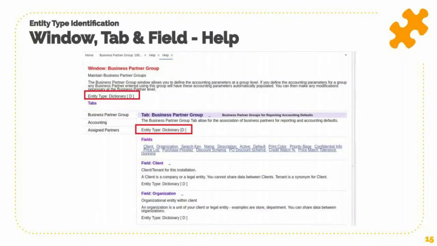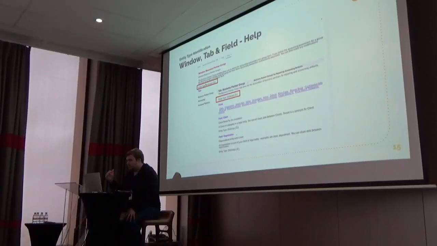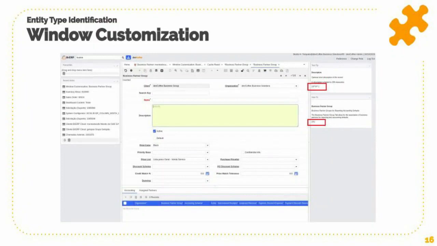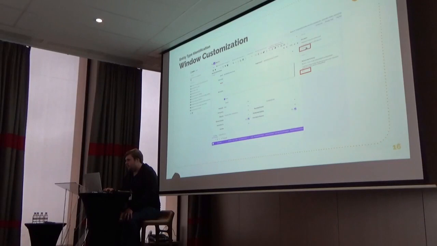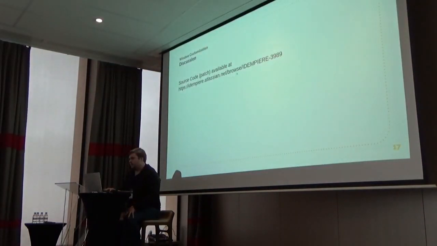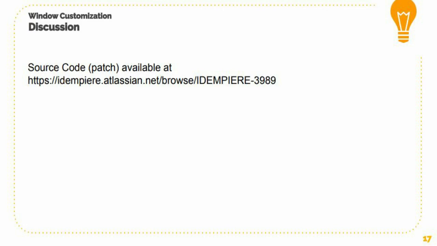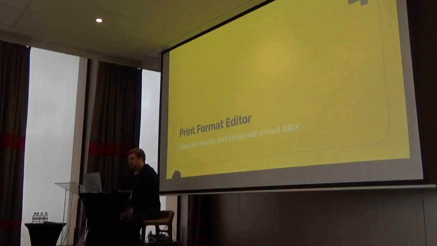And this is taken to the help, as you can see here, for every tab, for every field, for every process parameter, for every thing in the dictionary. And here, when we have user customization or window customization, we have two asterisks here, just to know this is customized. This is also available in a patch on Jira, and that's it.